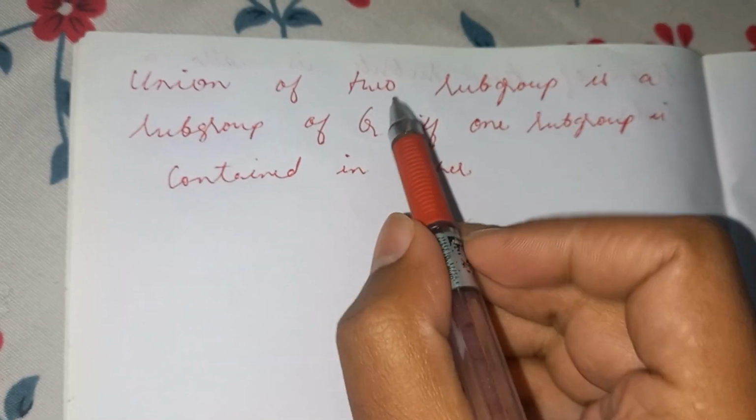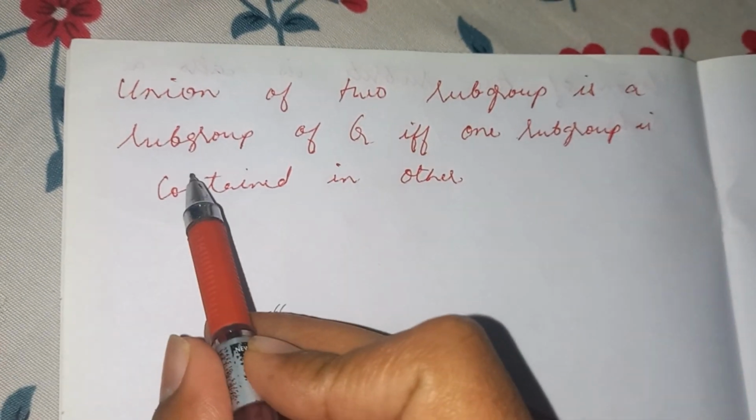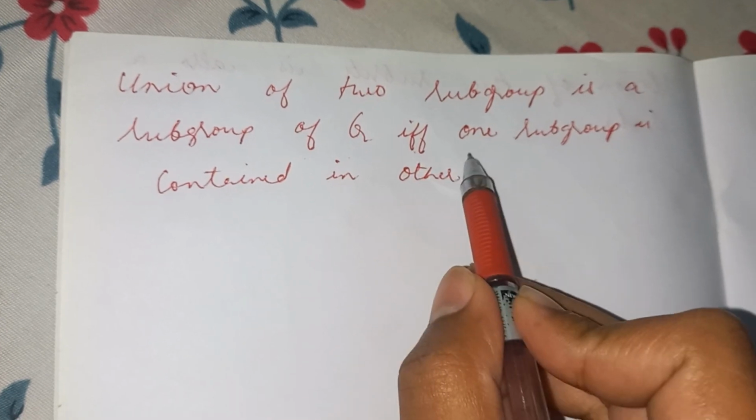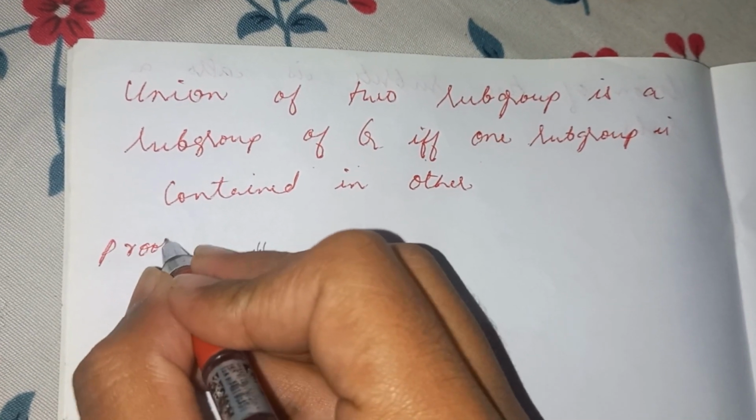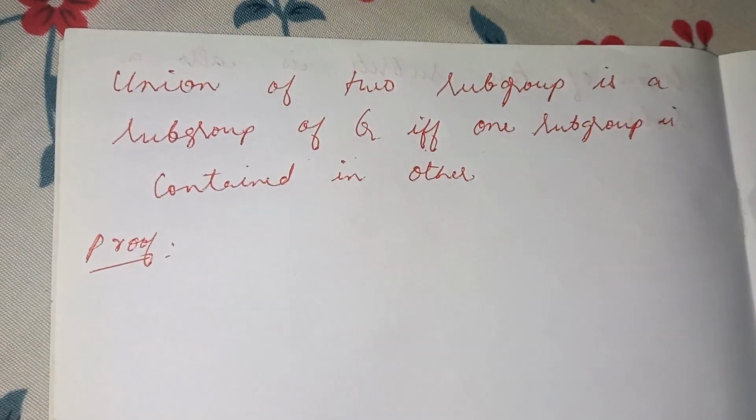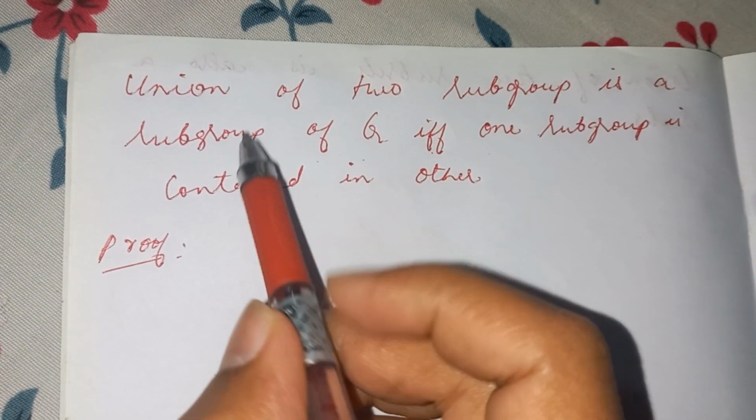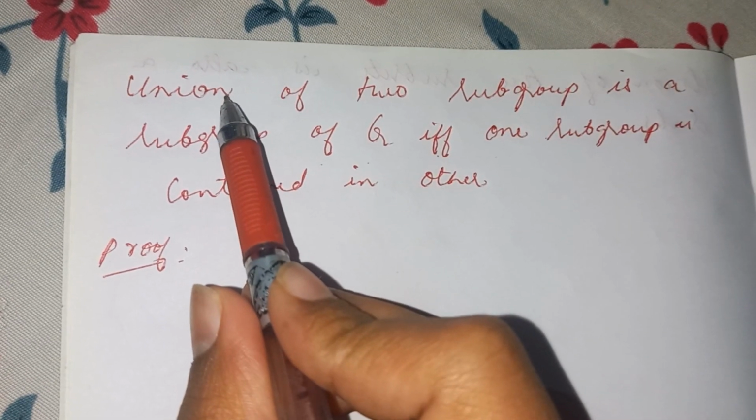Today in this video I will be proving a theorem which states that the union of two subgroups is a subgroup of G if and only if one subgroup is contained in the other. So we will be proving this theorem. First we will proceed. We will have to prove this theorem in both directions.